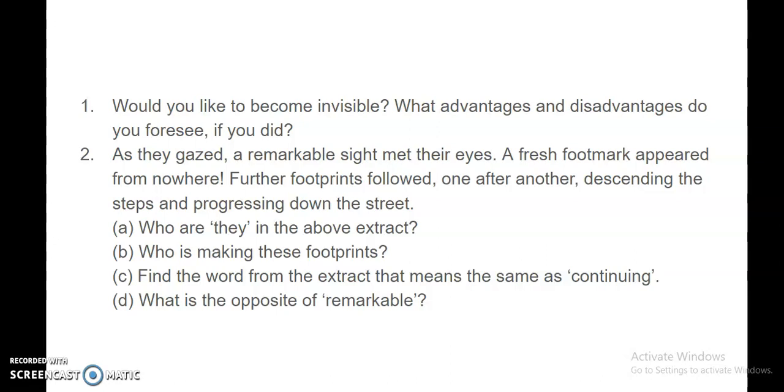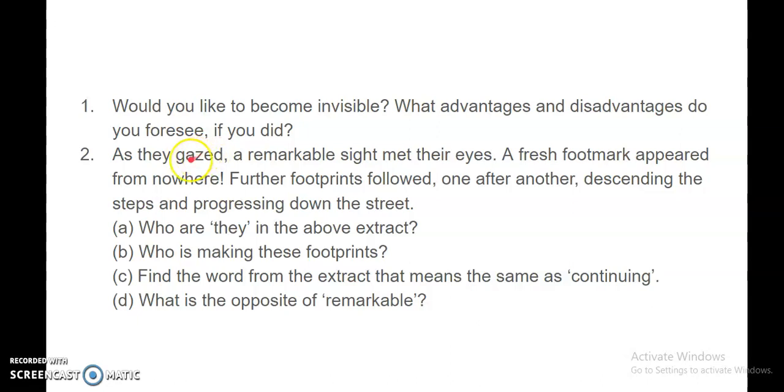Would you like to become invisible? I really want you to think what it's like to become invisible. Write about 2 or 3 points of advantage and 2 or 3 points of disadvantage if you become invisible. Alright, this is the first question. If you try to answer this question sincerely, you will understand the story much better.